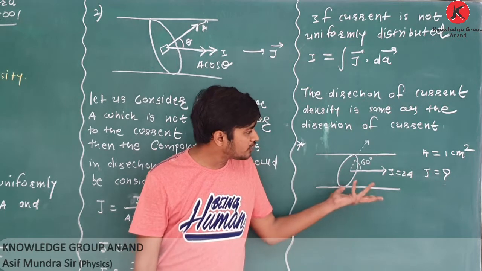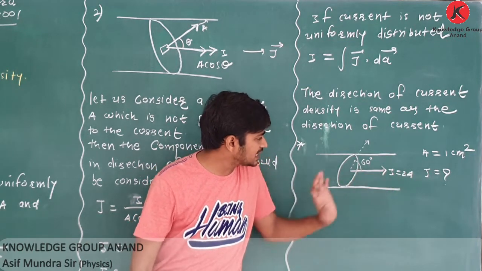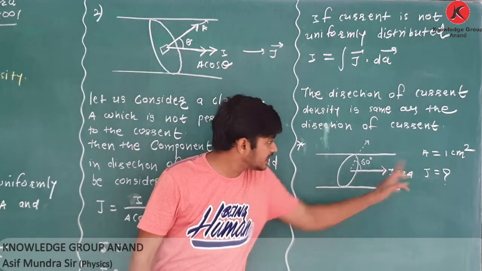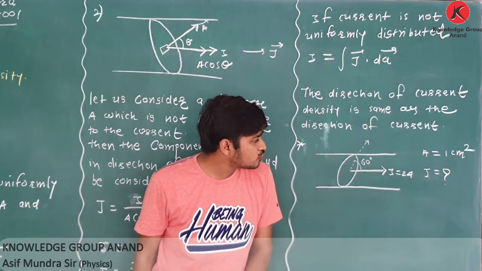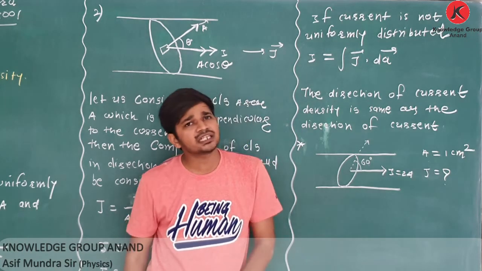Okay, you can easily understand this figure. Current I is equal to 2 ampere. This angle is 60 degree. The cross-sectional area is given, its value is A equal to 1 centimeter square. You have to find current density J.